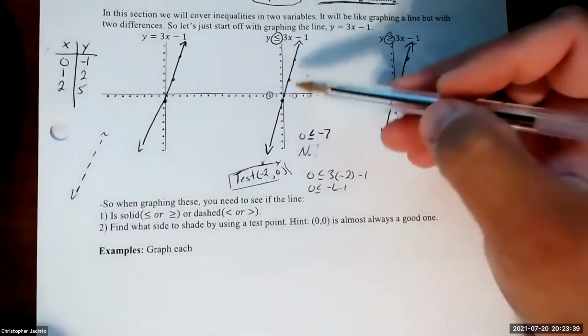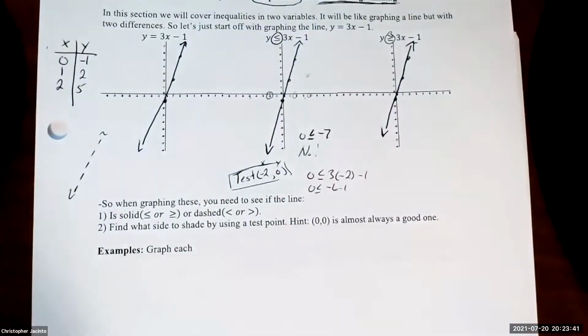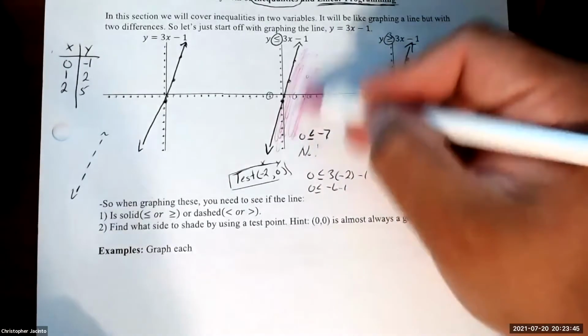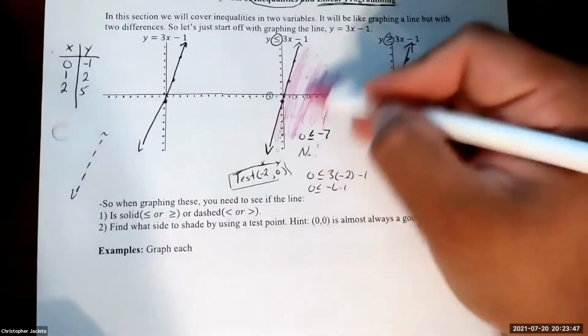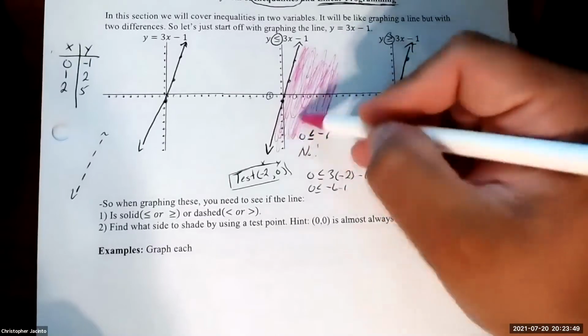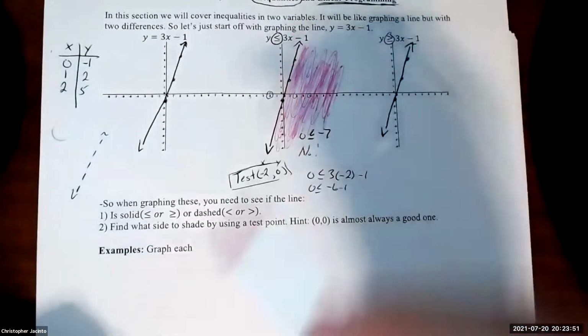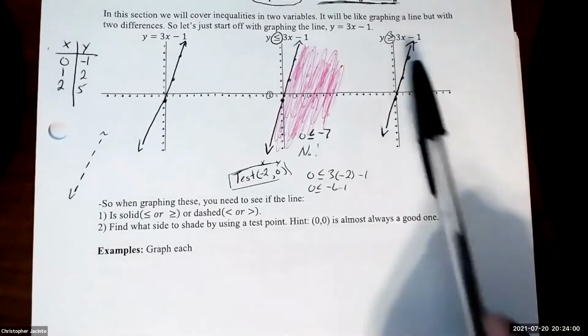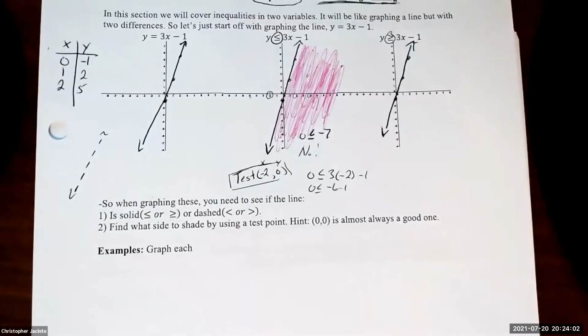So what we want to do is we're literally going to shade the entire side of this. So that signifies that this whole side works. So these are all the values that make this a true statement. And then therefore you guys probably already know what's going to happen over here.